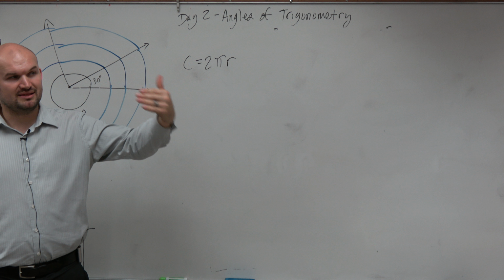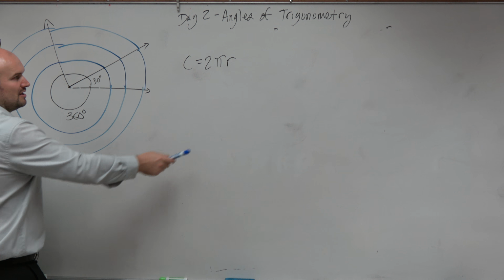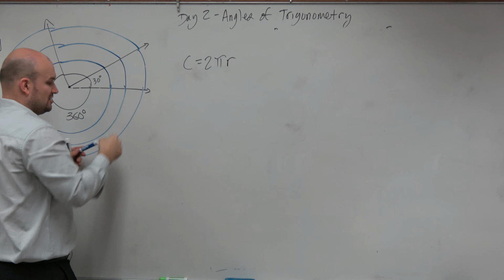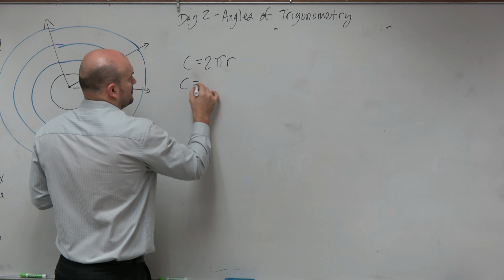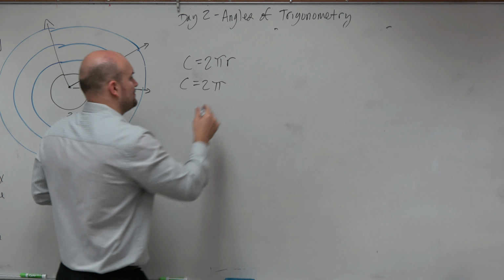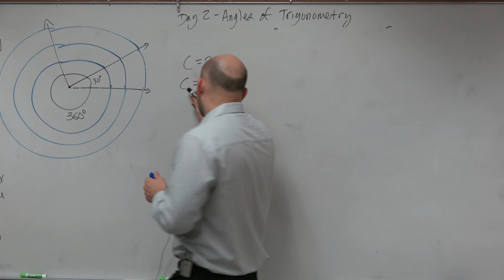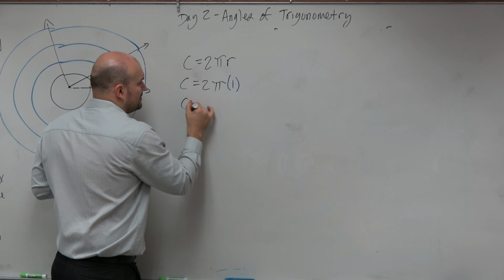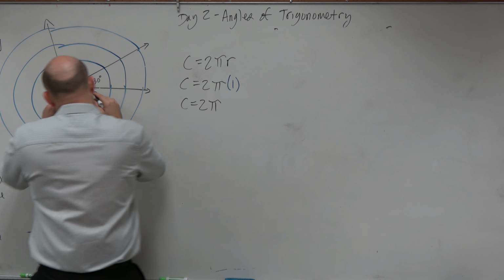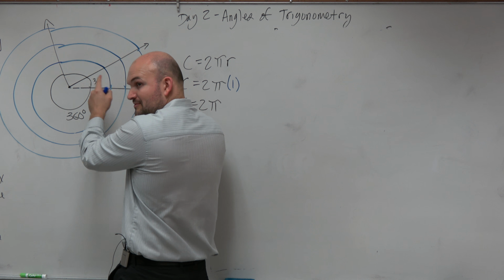So if we want to make things simple, we can represent the distance that we traveled around by making r our favorite number, like we did to make triangles simple. What number should we use for r that would make everything really easy? One. Let's use 1. If r is 1, then our circumference is equal to 2 pi.